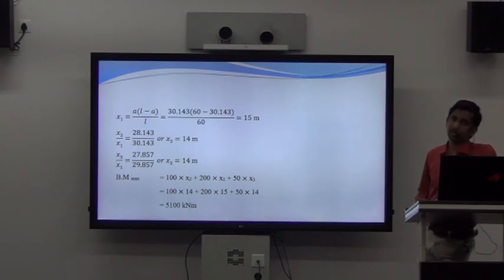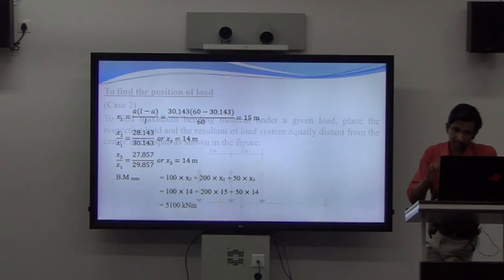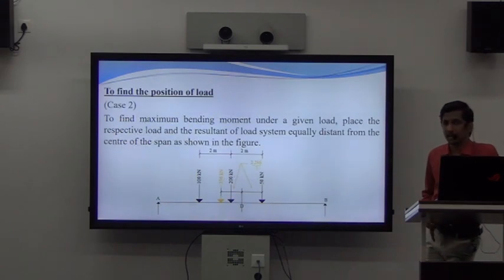Now let's move on to the second part of the question. In the second part, we have to find the maximum bending moment that occurs under a specified load, and in this case the specified load is 50 kilonewton. When this train of loads moves from one side to another, at some particular point we will have a maximum bending moment below this 50 kilonewton. We have to find that value.